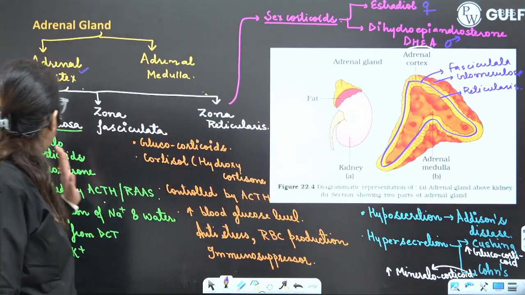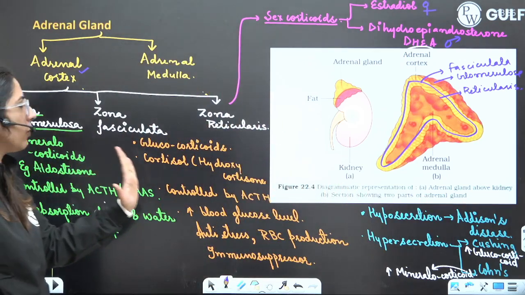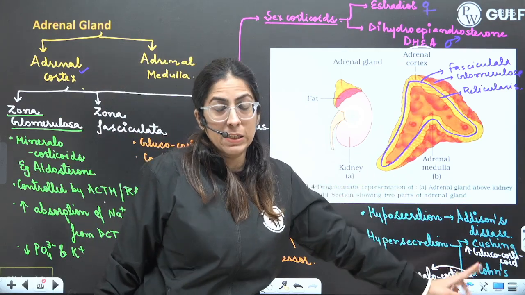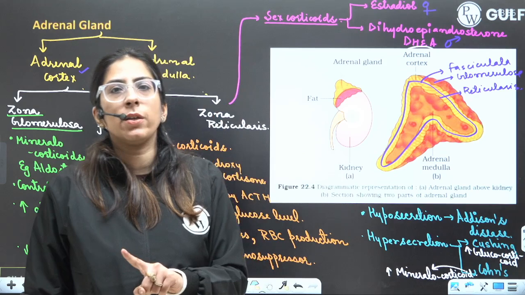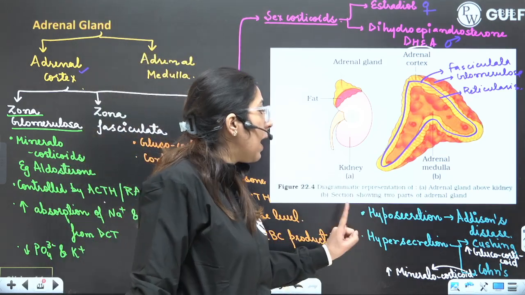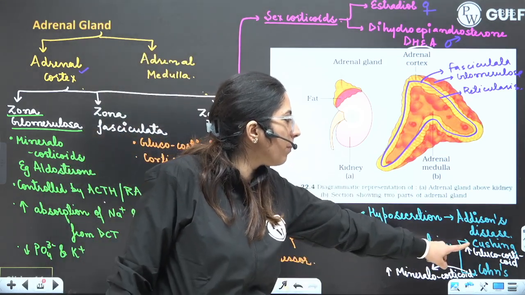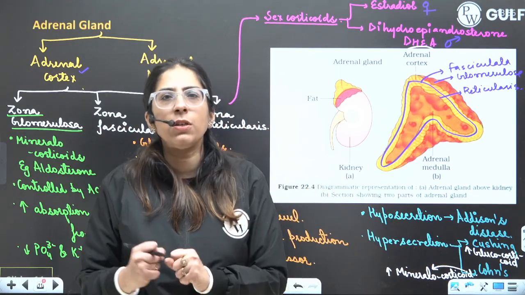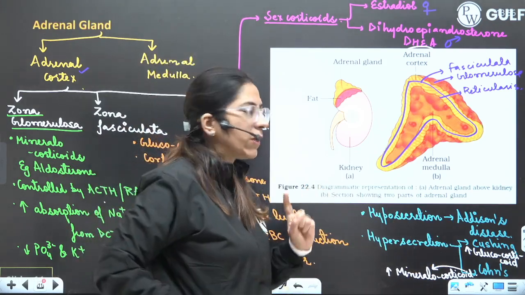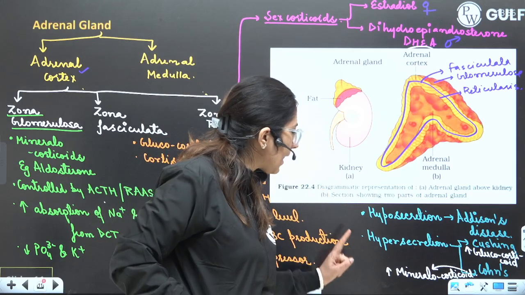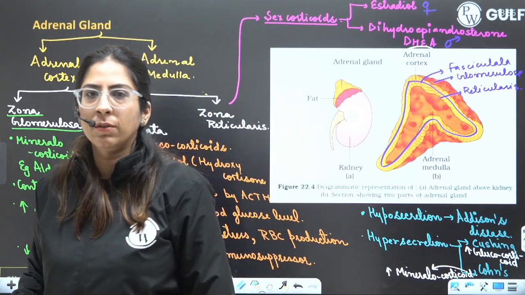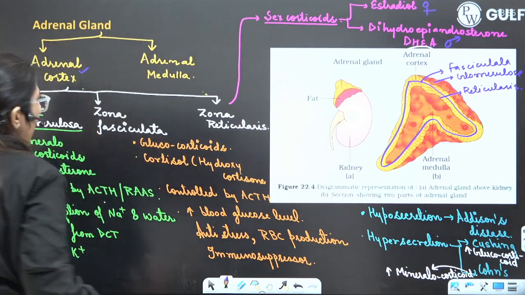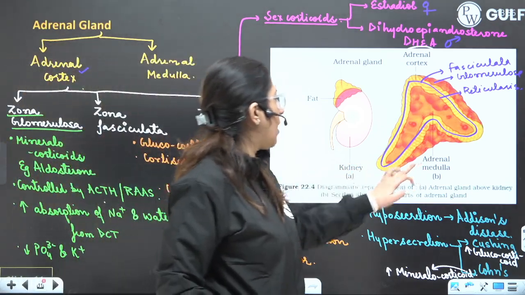When there is hyposecretion of these hormones, it leads to Addison disease. Hyposecretion of what? Hyposecretion of mineralocorticoids and glucocorticoids. Addison disease. Hypersecretion, when there is more glucocorticoid, Cushing syndrome. Because a question has been asked from this topic. When there is hypersecretion of mineralocorticoids, Conn disease. Done.